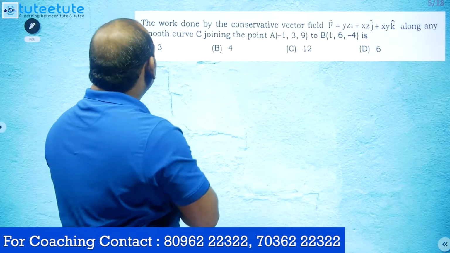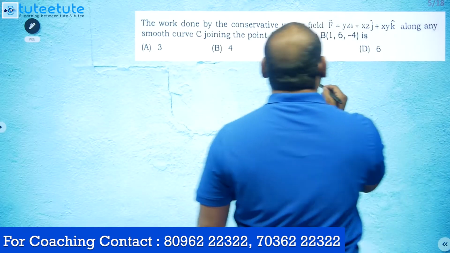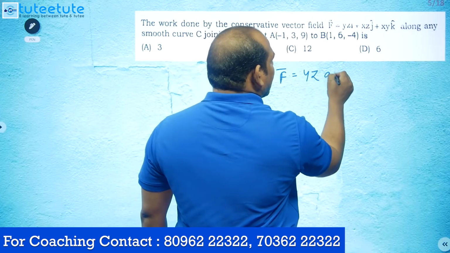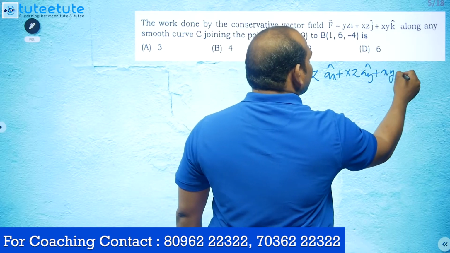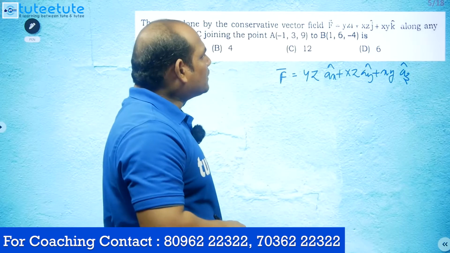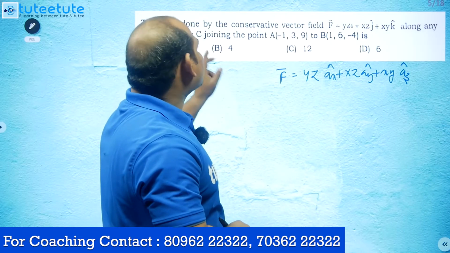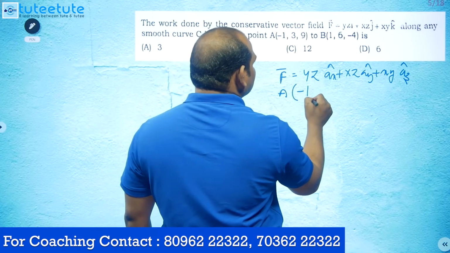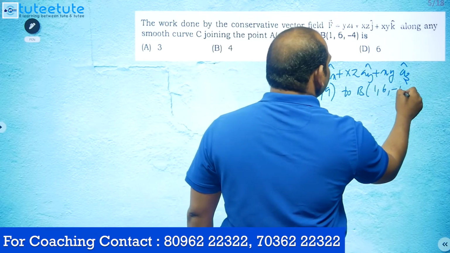Then, the work done by the conservative vector field given by F bar is equal to YZ i cap plus XZ j cap plus XY k cap, in any manner we can write. That was given in the Cartesian coordinate system only, along any smooth curve C joining the point A, which is (minus 1, 3, 9), to the point B, which is (1, 6, minus 4).